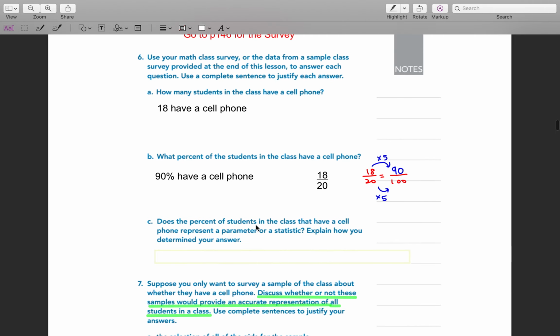And does a percent of students in the class that have a cell phone represent a parameter or a statistic? So it would be a parameter in this case because it describes all the population or students in my class. Okay. So it's not just a part, it describes the population of all of my students. So it would be a parameter.